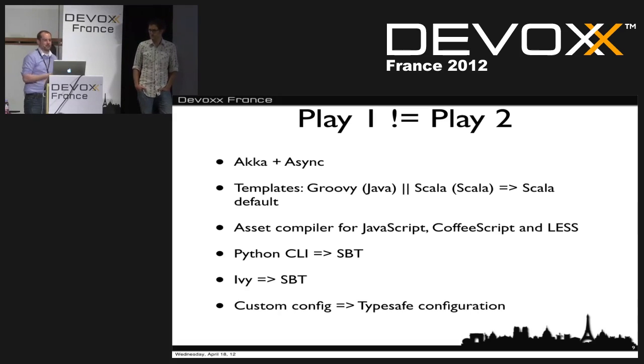There is an asset compiler for JavaScript, CoffeeScript, and LESS. So this means that you can write your CoffeeScript and you hit refresh on your browser, and then poof, you have your JavaScript already, and you don't need to do much. It's quite nice as well. So this is one of my favorite new features of Play 2, the asset compiler.